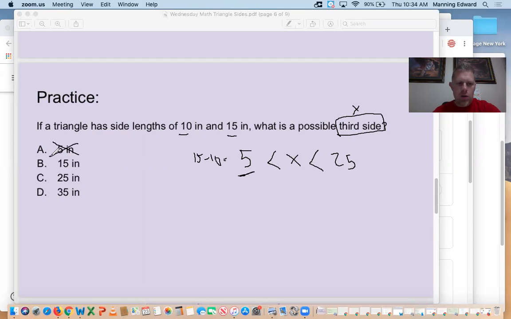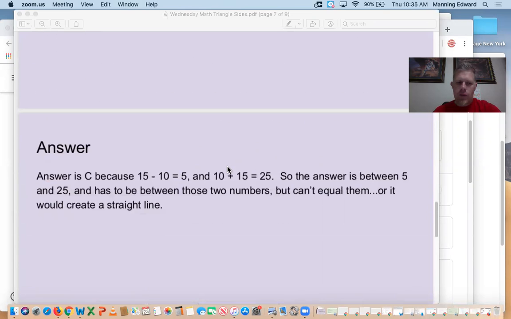So that one doesn't work. And less than 25. Well, that one doesn't work, and that one doesn't work. So the answer would be B, which is 15. Now, you're going to see on the next slide it had the wrong answer on there, but 15 is the correct answer, because that's my range between 5 and 25. It says answer C, but it should say answer B, because 15 minus 10 is 5, and the answer should be between 5 and 25.